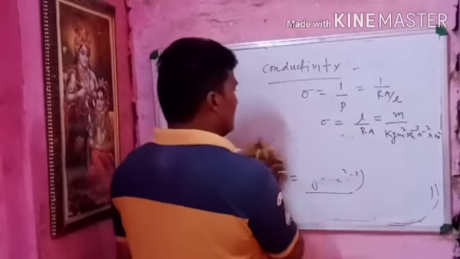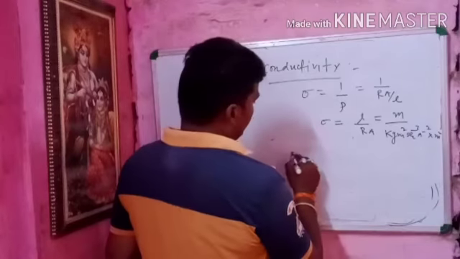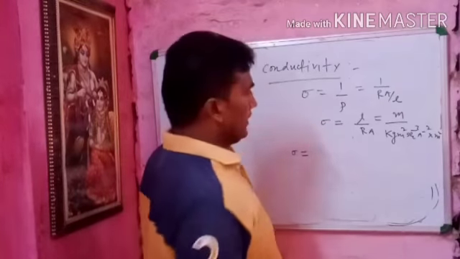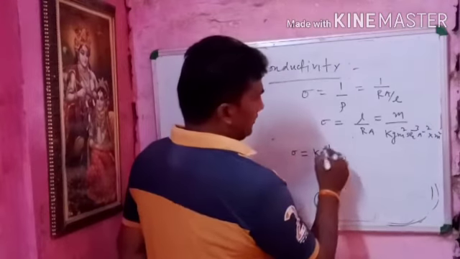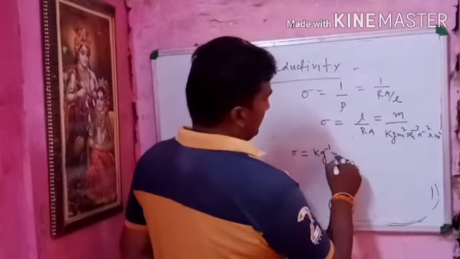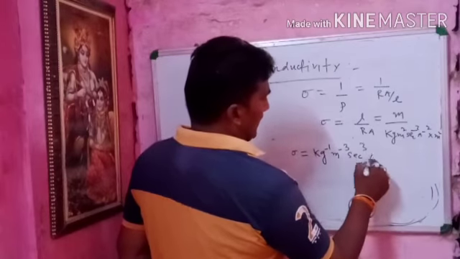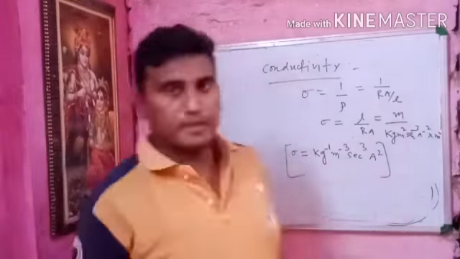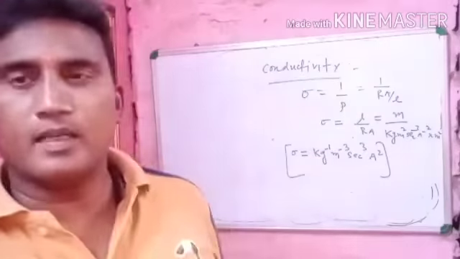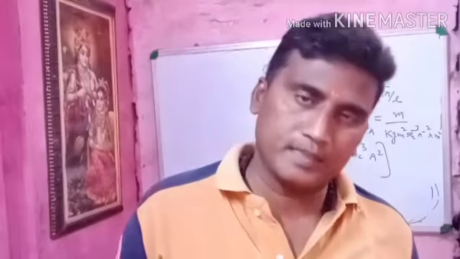Then we identify the value of conductivity in terms of derived units, kilogram minus 1 meter power minus 3 second power 3 ampere power 2. It is the generally derived unit of the conductivity. Once again we repeat, what is the conductivity? That was the reciprocal of the resistivity. It is known as the conductivity.